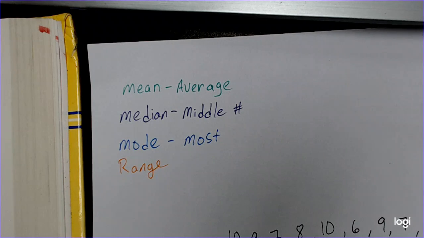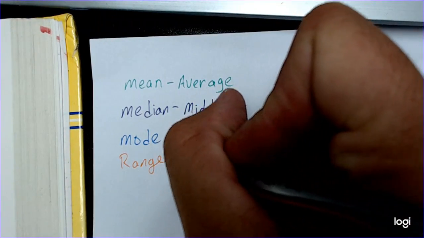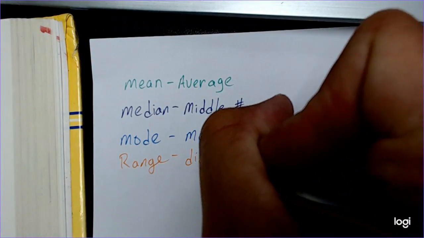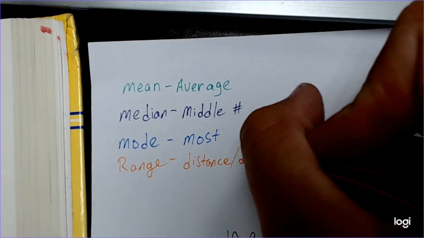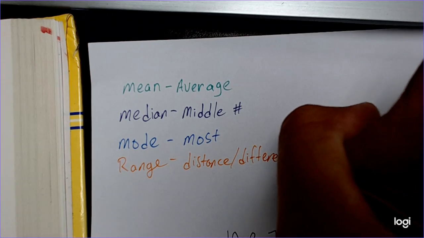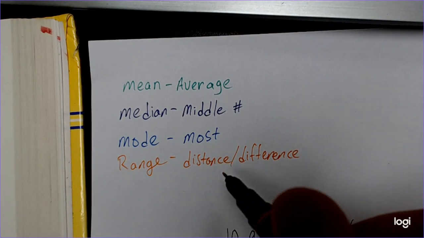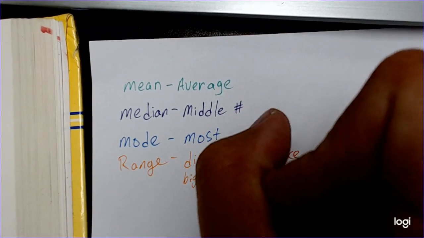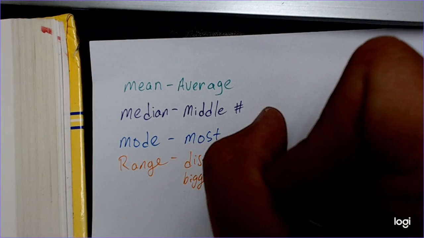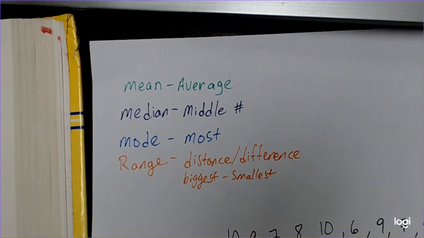Last, we have the range. The range you can think of as the distance, right, or the difference. We'll say distance slash difference. Who remembers what difference means? That's correct. Difference is the answer to a subtraction problem. So what you're going to do is subtract the biggest minus the smallest. Right? Biggest minus the smallest. That's how we find the range.